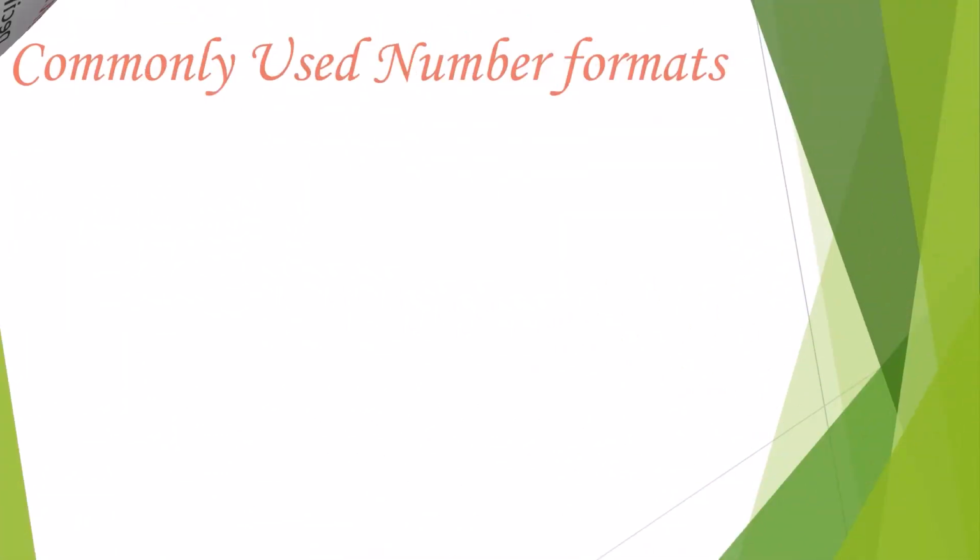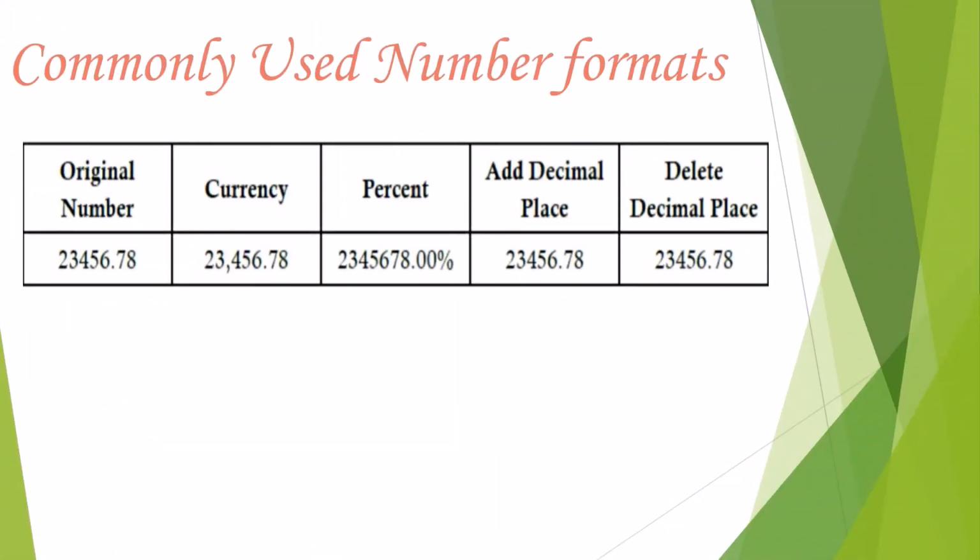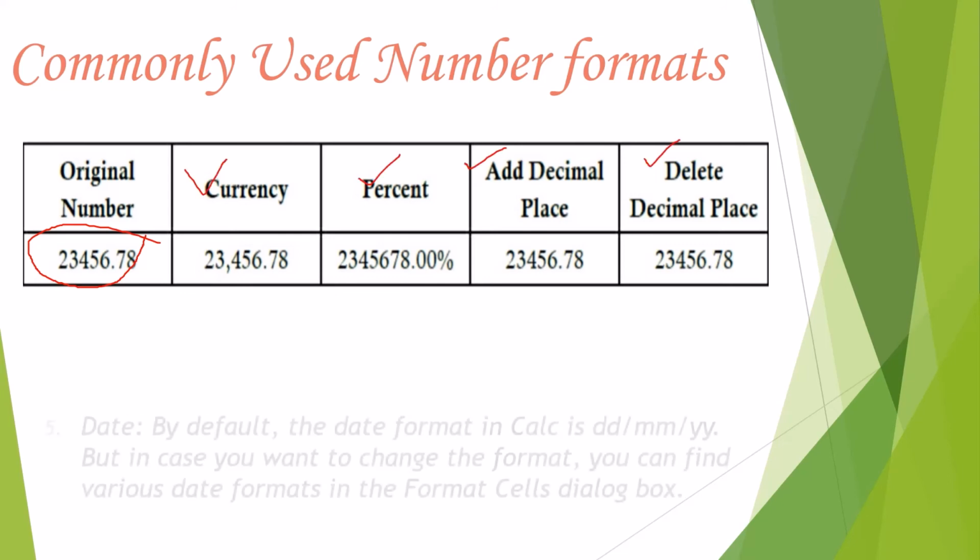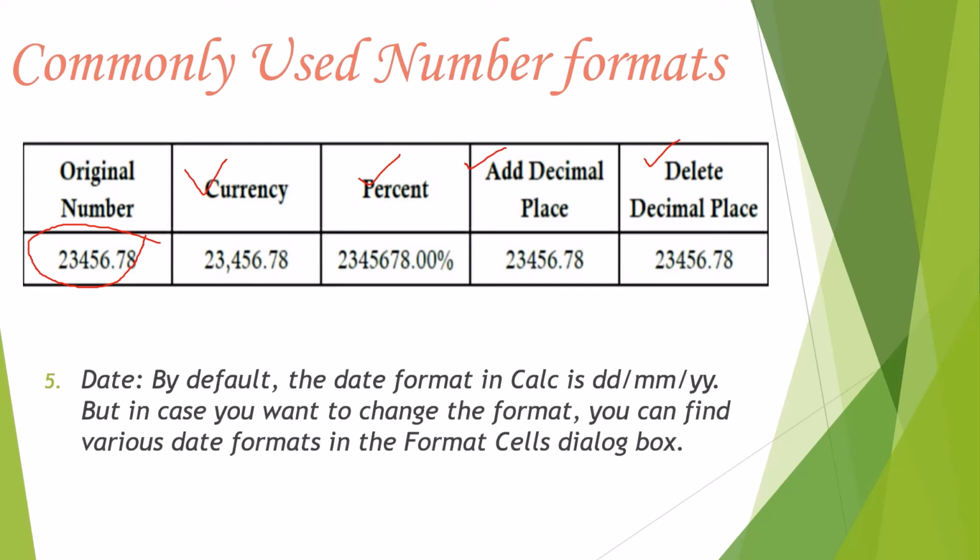Now here is an example of how the number will appear in different number formats. This is the original number and the rest are the different number formats that we have just learned. Now our next format is date. By default in Calc, the date format is date, month, year. You can also change this by going to the Format Cells dialog box.